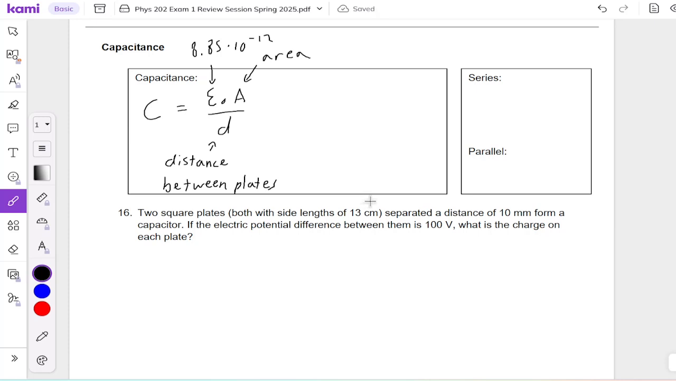Now this is just one equation for capacitance. The other equation is Q divided by V. Technically delta V, but usually you don't see people write the delta. I think they're lazy, but I don't do it either, so I guess I'm lazy too. Q is the charge, and delta V is electric potential, but I like to call it voltage.